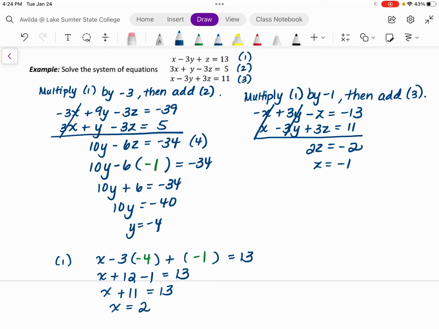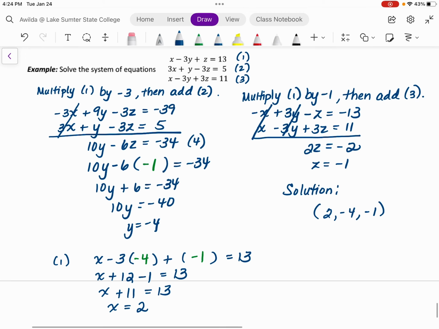Since I have a value for x and a value for y and a value for z, I have found that there is one solution to the system, and it is the ordered triple: 2 for x, negative 4 for y, and negative 1 for z. Now this is a triple. It represents a single point in three-dimensional space. So I'm going to put the curly brackets around this ordered triple to indicate that this is the one solution to the system.